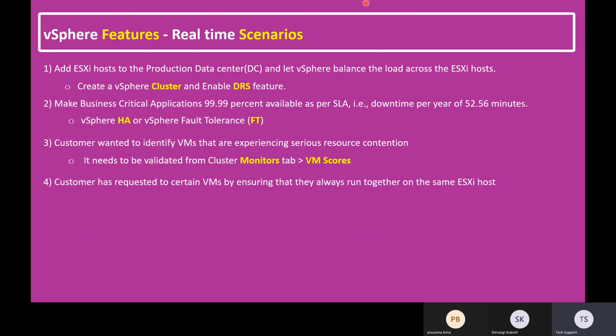And another scenario, customer has requested certain VMs by ensuring that they always run together on the same ESX host. The condition is the specific VMs they want to run on the same ESXi host. So during this scenario, which vSphere feature can we use?